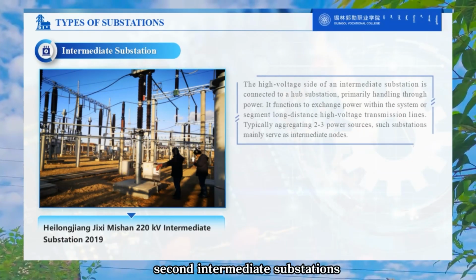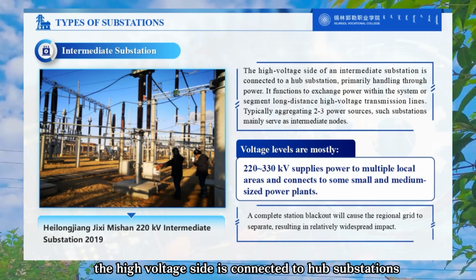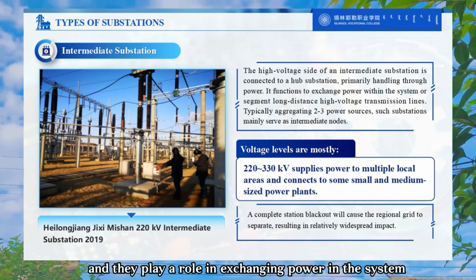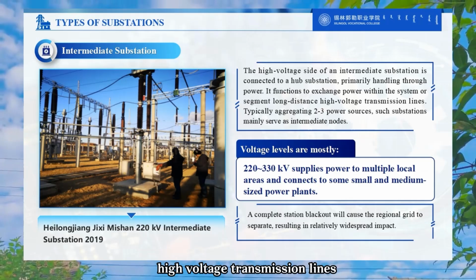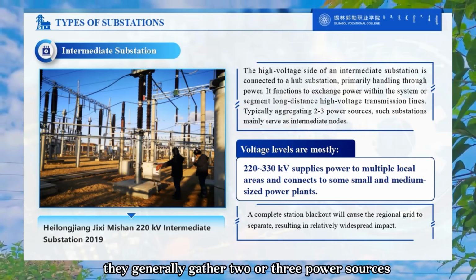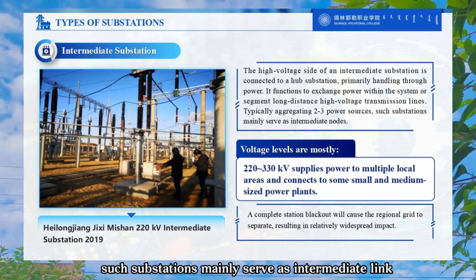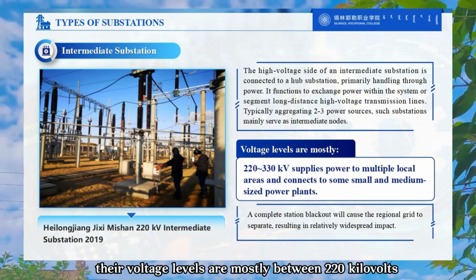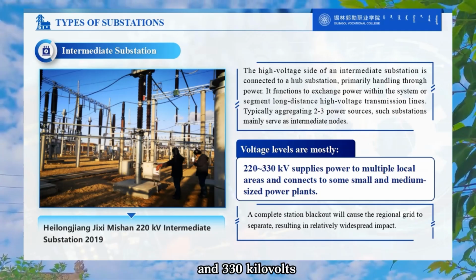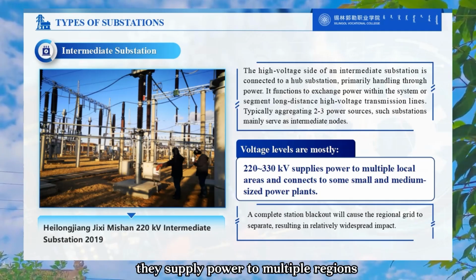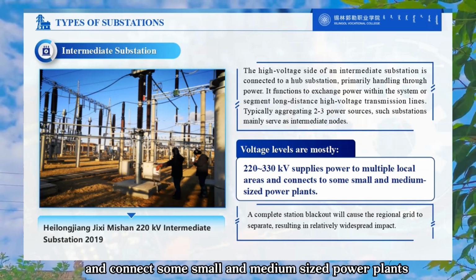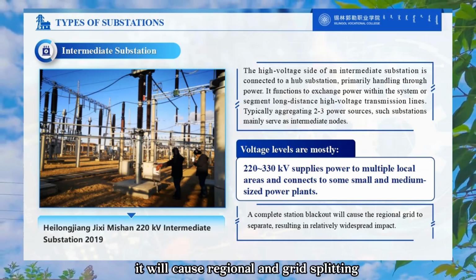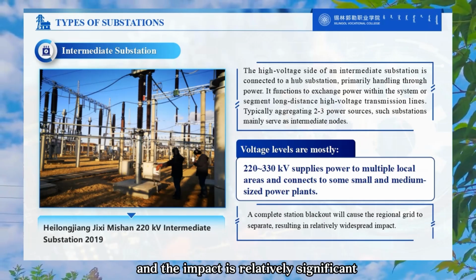Second, intermediate substations. The high voltage side is connected to hub substations, mainly with through power, and they play a role in exchanging power in the system or segmenting long-distance high-voltage transmission lines. They generally gather 2 or 3 power sources. Such substations mainly serve as intermediate links. Their voltage levels are mostly between 220 kilovolts and 330 kilovolts, which falls within the high voltage range. They supply power to multiple regions and connect some small and medium-sized power plants. If a full station blackout occurs, it will cause regional and grid splitting, and the impact is relatively significant.